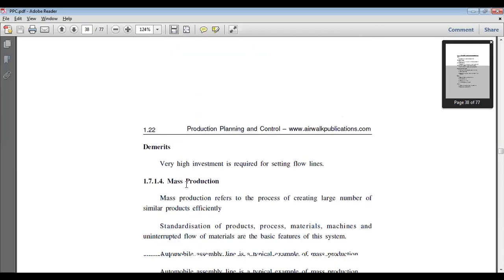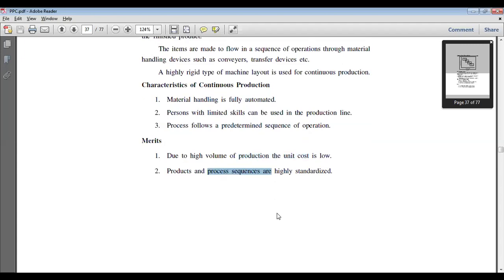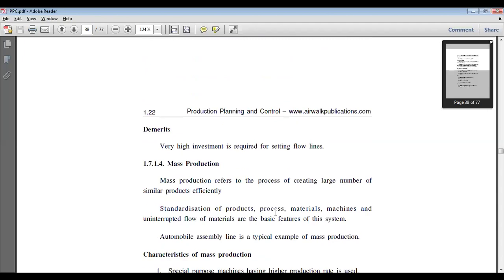Then we have merits. Material handling is fully automated, and limited skill is required. Determined sequence. Then demerits. Due to high volume of product, unit cost is low. Merits: product cost is low, and products and process sequences are highly standardized. Automated lines are there. And demerits: high investment required.